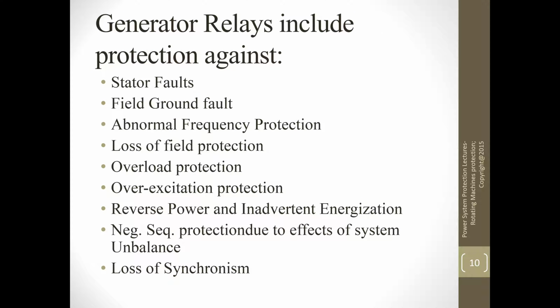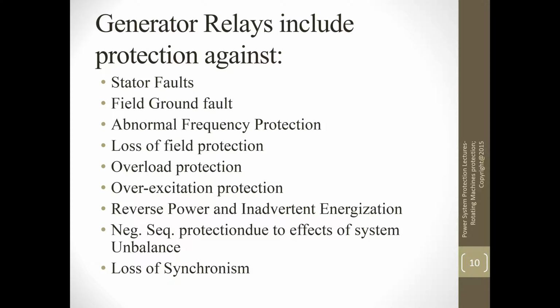So we have various types of faults as listed here, and then we use protection to detect all these kinds of faults. The first one is the stator fault, and then the field ground fault is the second one, and then abnormal frequency protection, because these generators are supposed to run at 60 hertz. You don't want them to be running lower or higher. That is all, if we use it for that.